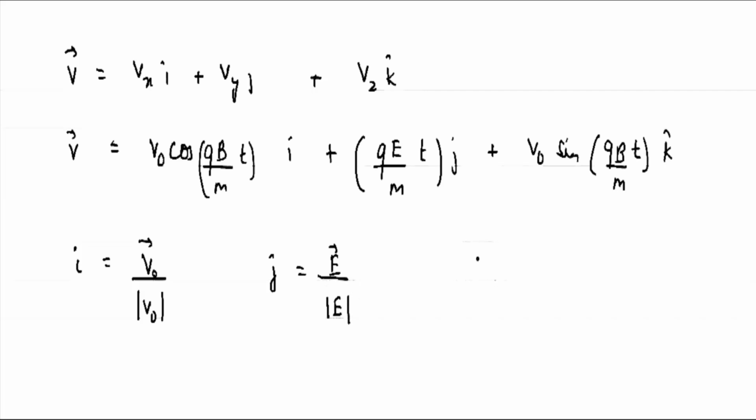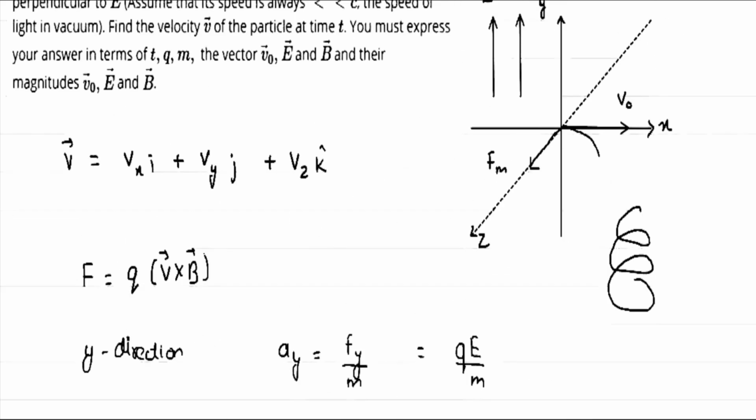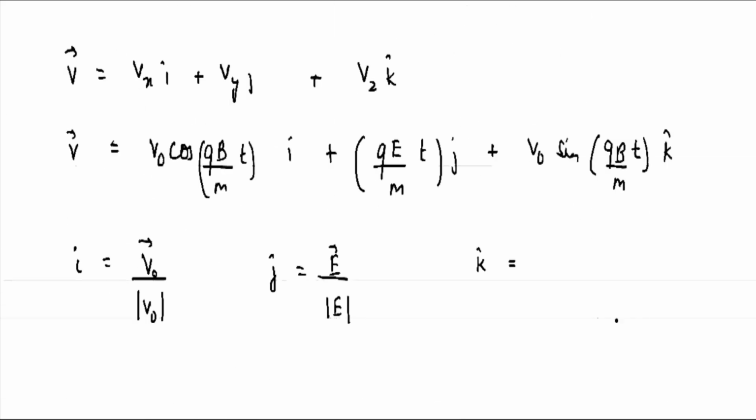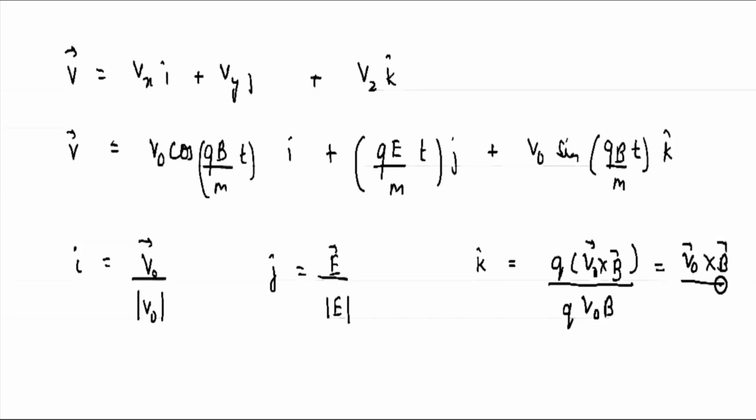Now how to write our k cap? Here, the force is acting in the k direction; at the initial instant, it is acting in the k direction. So we can divide our force vector by the magnitude of the force. The force vector is q v cross B. If we divide it by the magnitude of this, which would be v naught into B, q would be gone. So it would be v naught cross B divided by v naught into B. This would be the final expression.